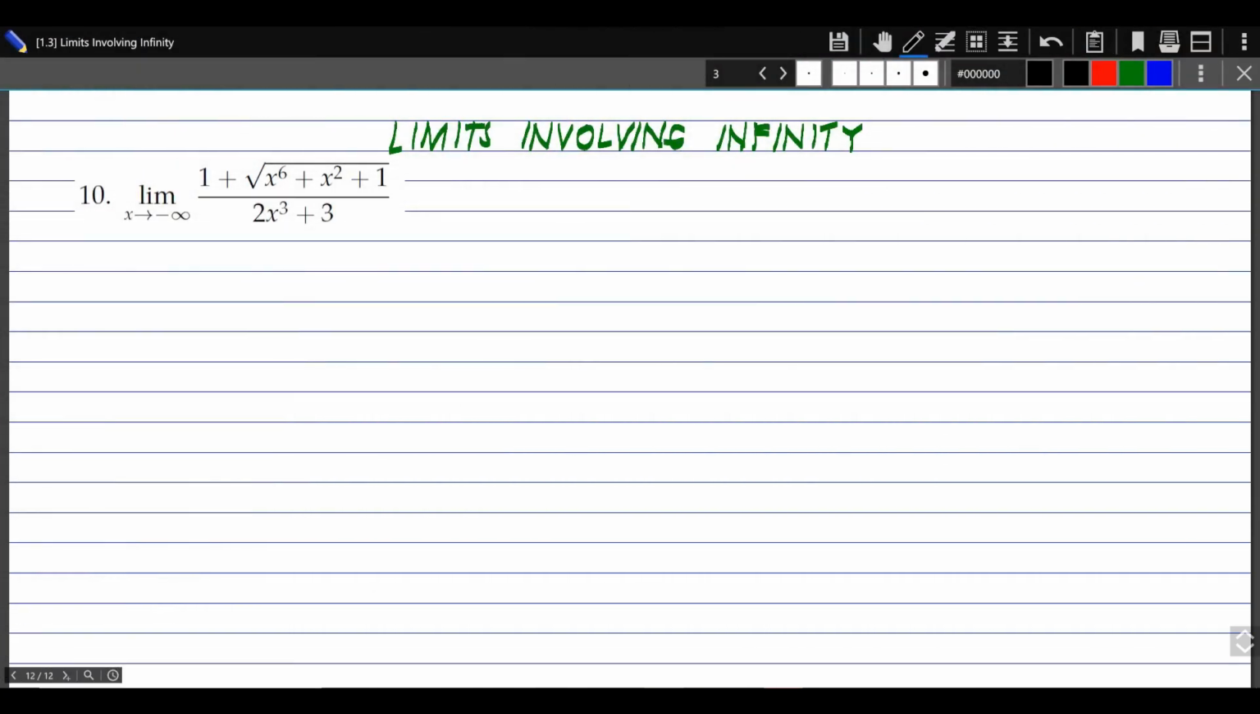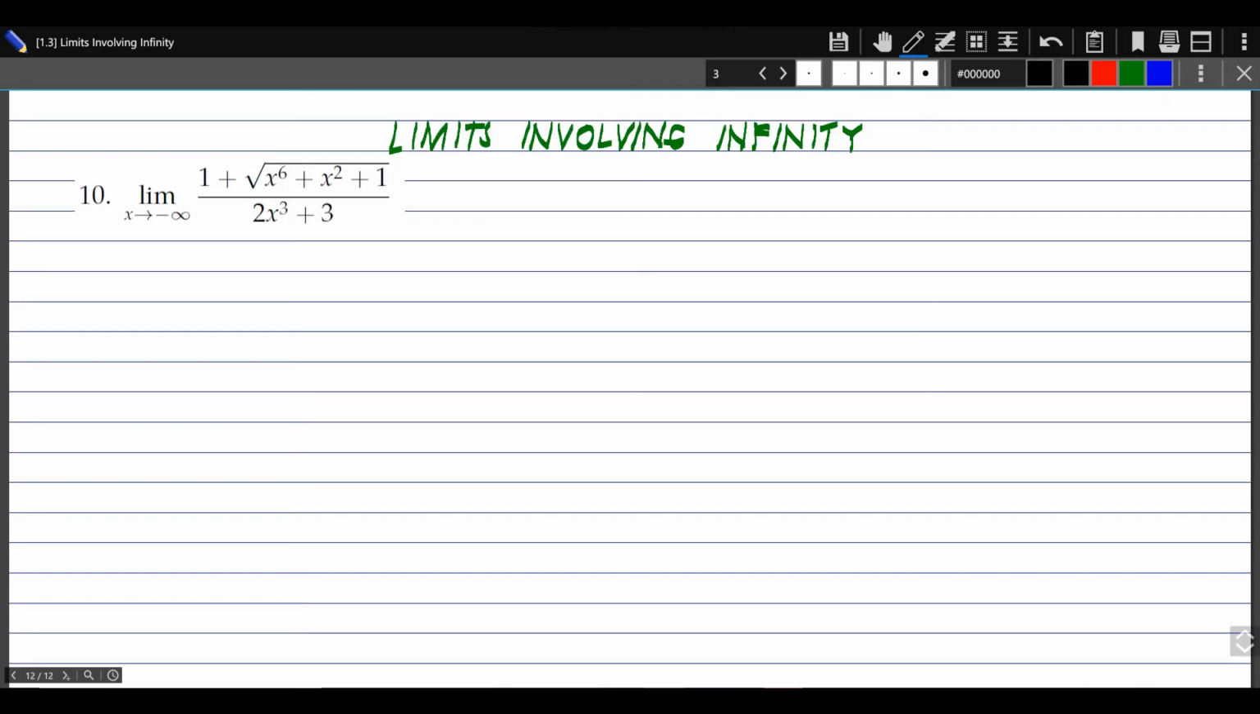Now, on to the last item, item number 10. Let's evaluate the limit of 1 plus the square root of x raised to 6 plus x squared plus 1 all over 2x cubed plus 3 as x goes to negative infinity.